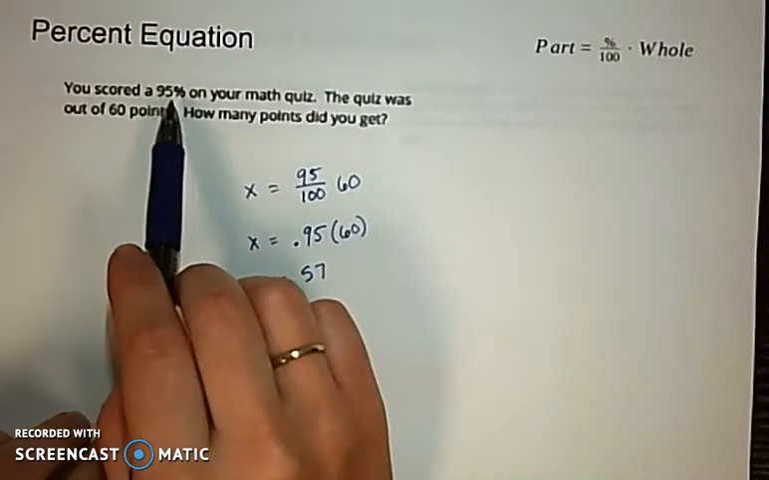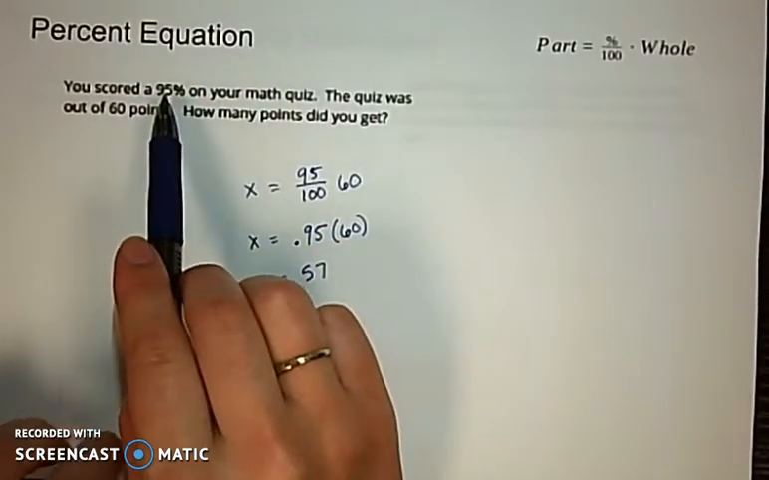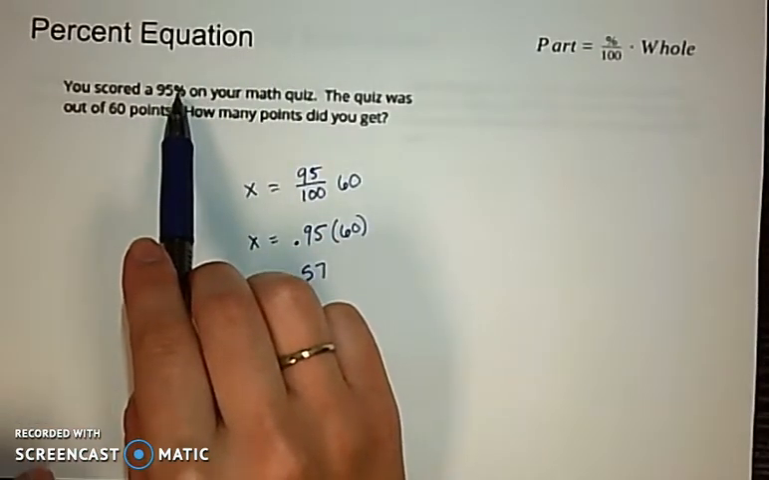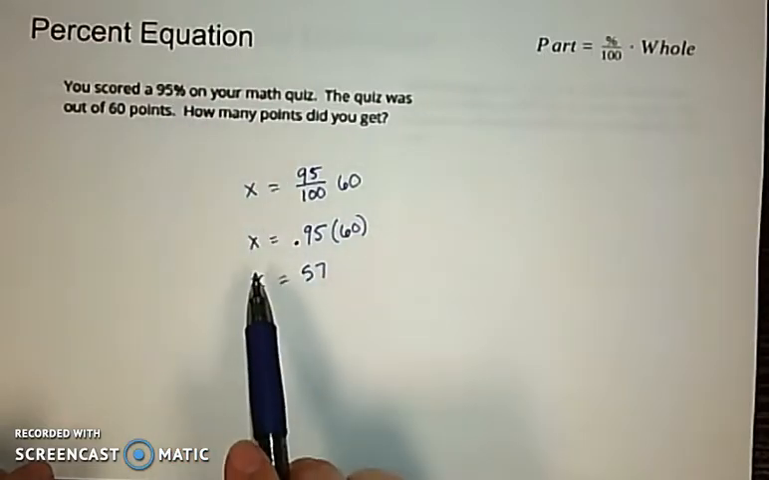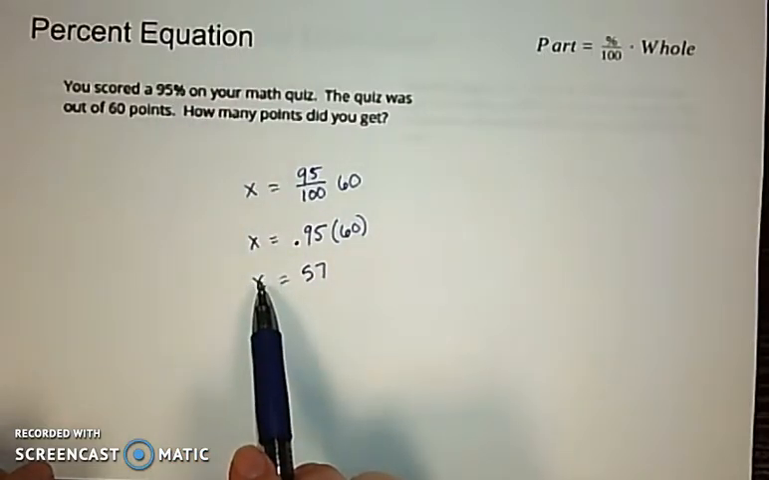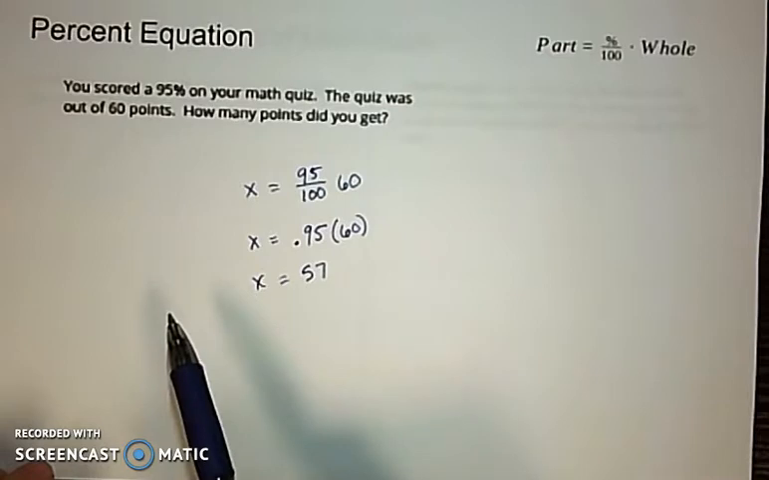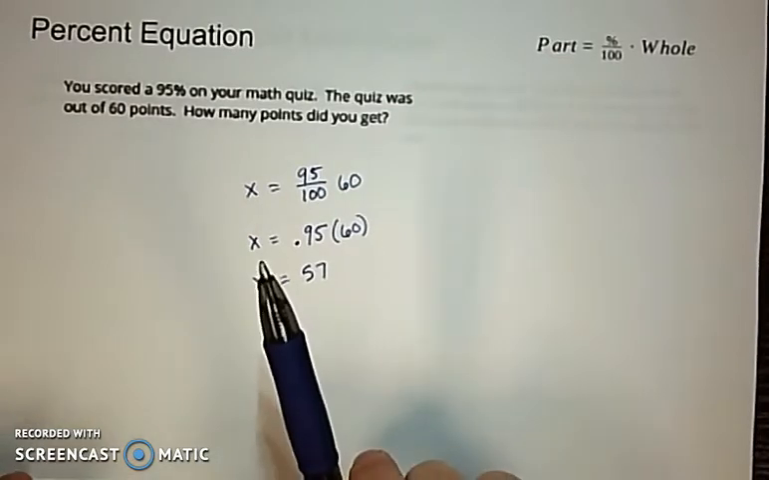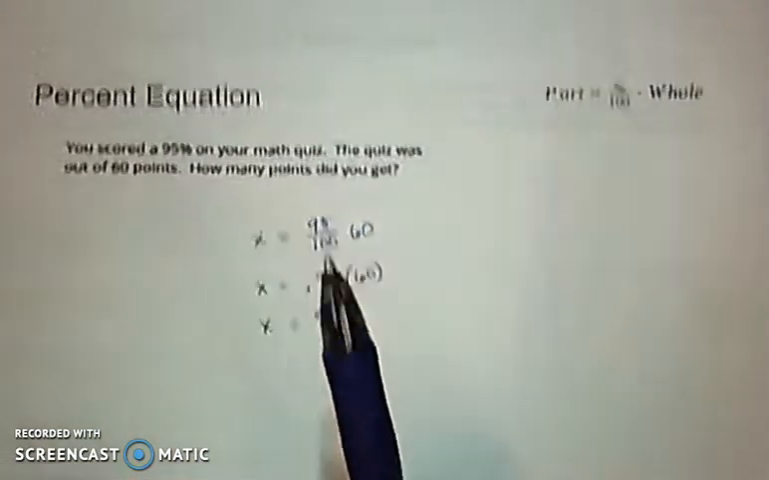Also keep in mind, whenever you're talking about percents, since this is talking about I got 95% correct, then that means that whatever my part is talking about is also how many I got correct. So whatever the percent's talking about and whatever the part is talking about are going to be the same thing.